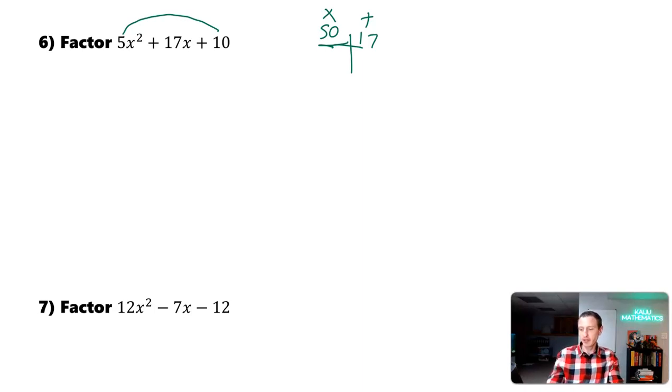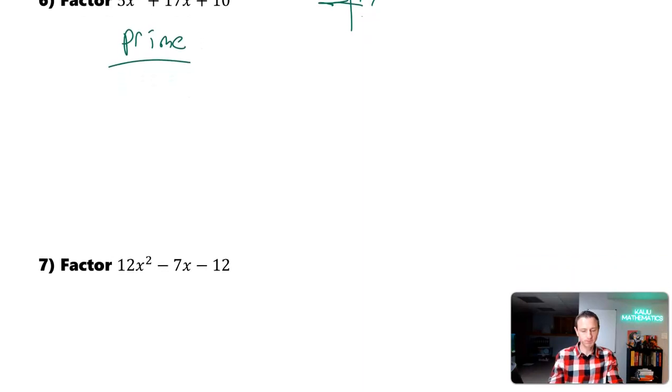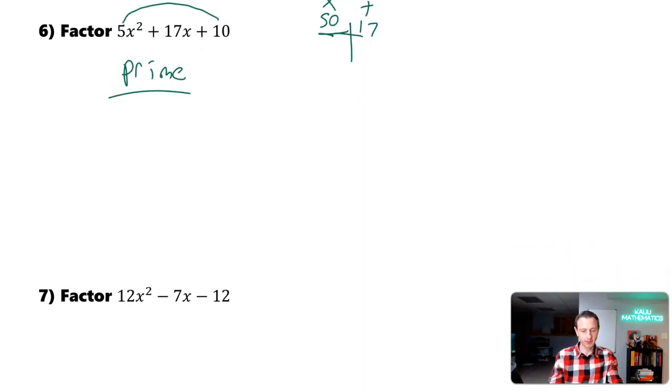50 divided by 6 isn't going to work. 7, 8, 9, 10. 10 we already said was 5. 50 divided by 15, not going to work because 15 doesn't go into that. And then you get to 50 divided by 25, and then we're right back to where we started with 2. So nothing's going to work. So we call this one prime. Cannot factor that trinomial.